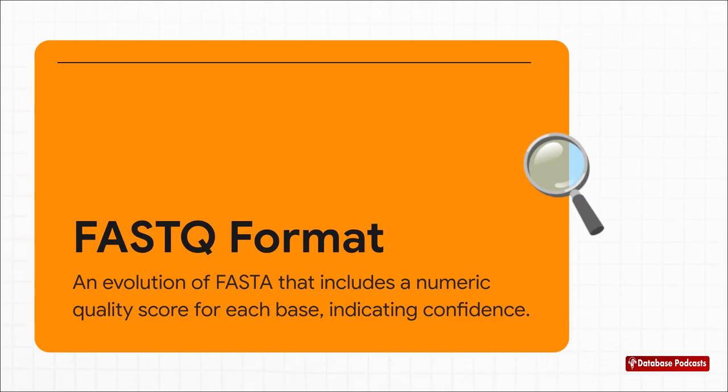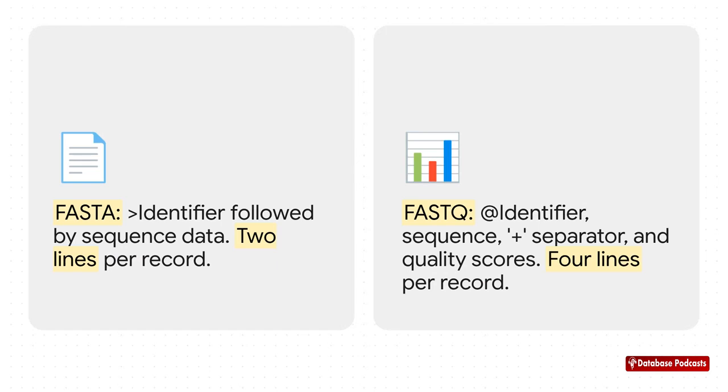FASTQ takes that simple sequence from FASTA and it adds this crucial second layer of information, a quality score for every single base, telling you precisely how confident the machine was in that specific letter. When you see them side by side, the difference in structure is immediately obvious. A FASTA record has 2 lines. A FASTQ record has 4.